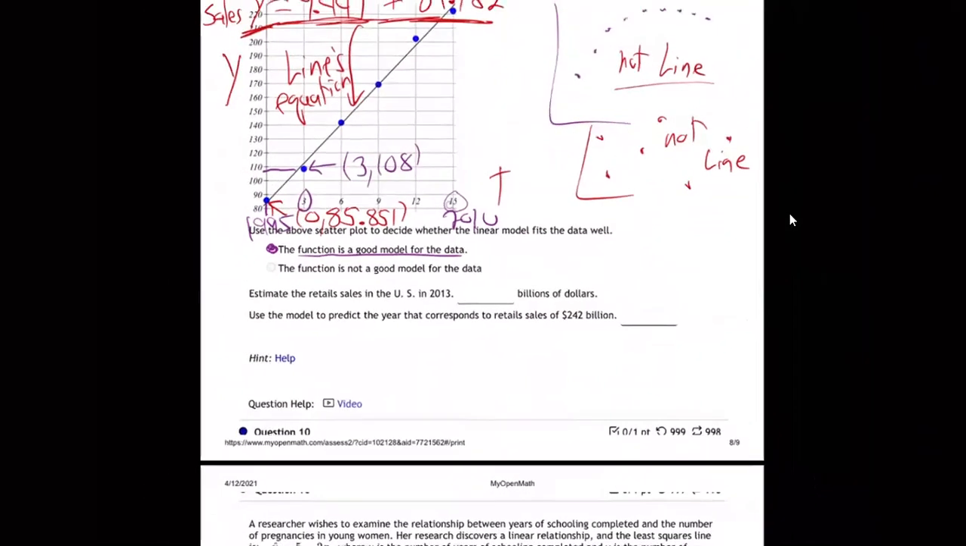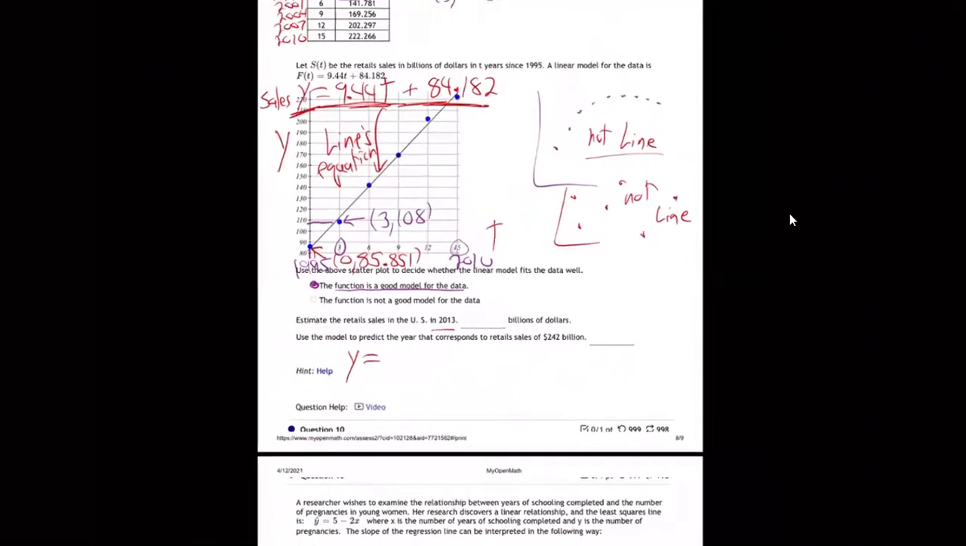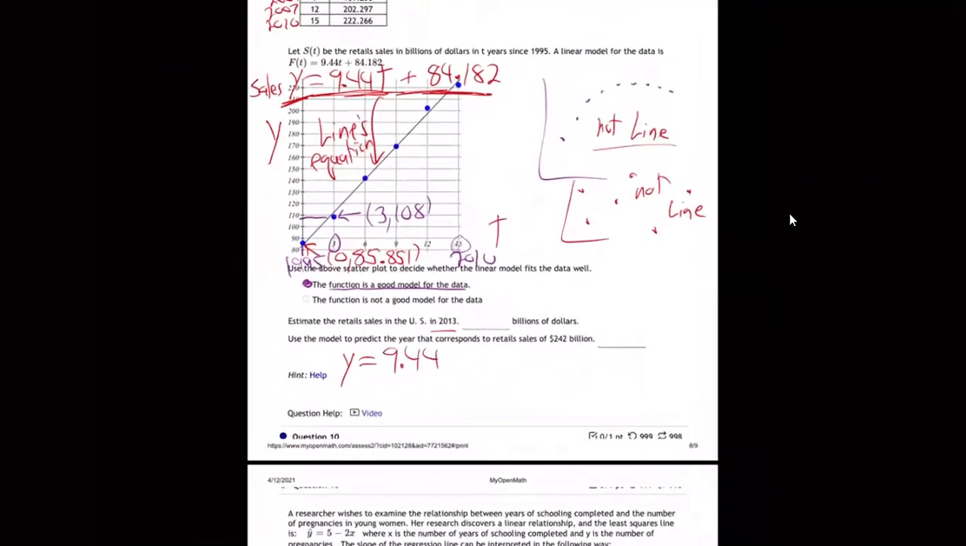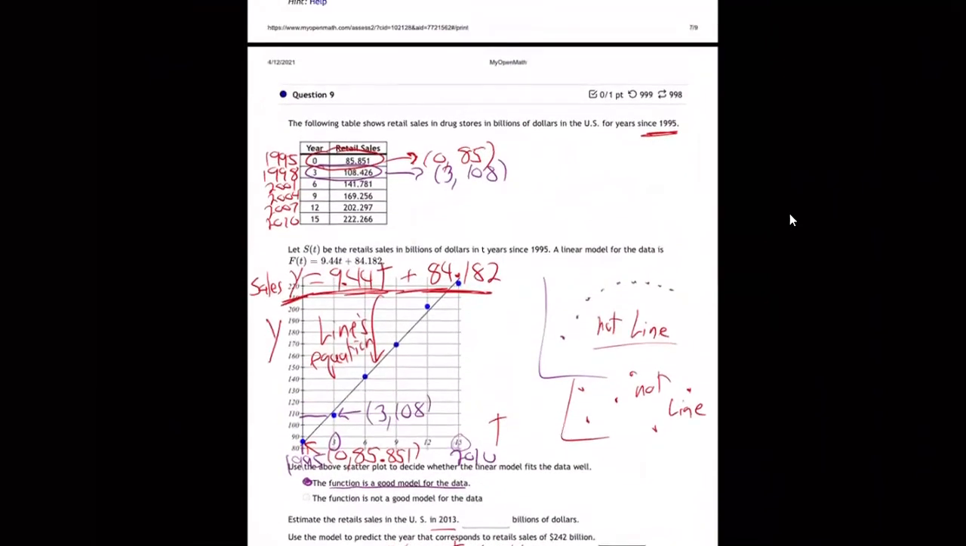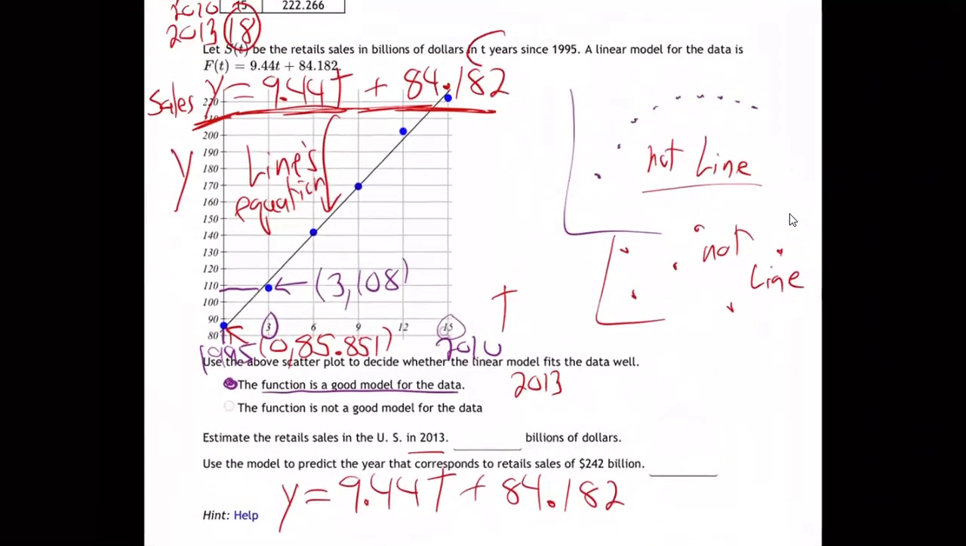So the first one is the year 2013. I'm going to bring the equation down here again: y equals 9.44t plus 84.182. Now 2013, remember what year 2013 is? It's not on my graph. 2013 would be 18. You see it on the table. Let me show you how I'm getting that. Remember what t is? t right here is years since 1995. t is years after 1995.